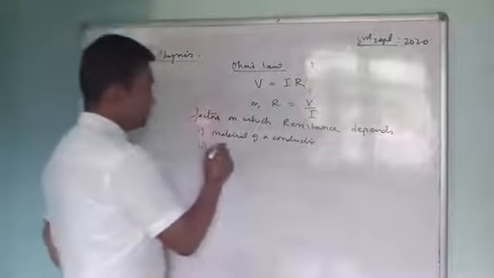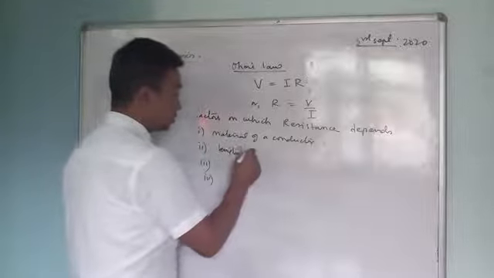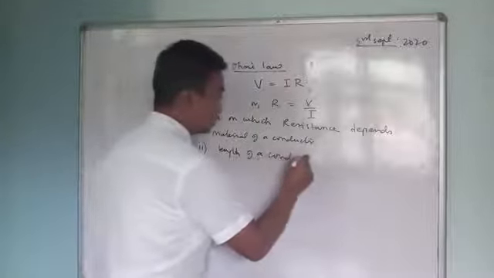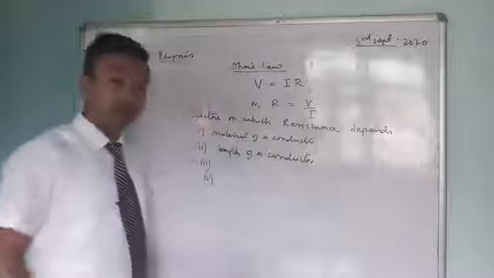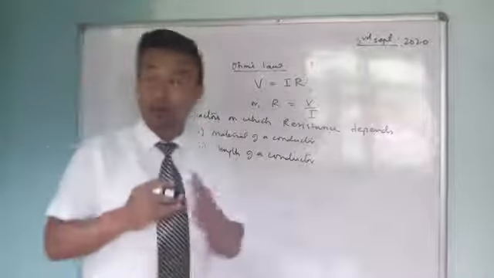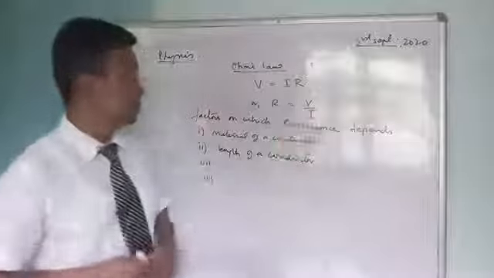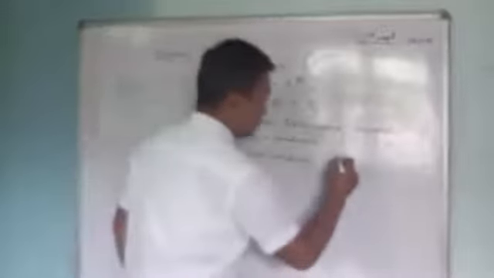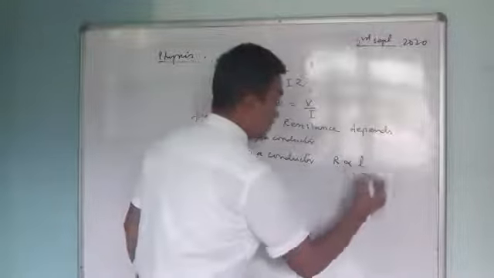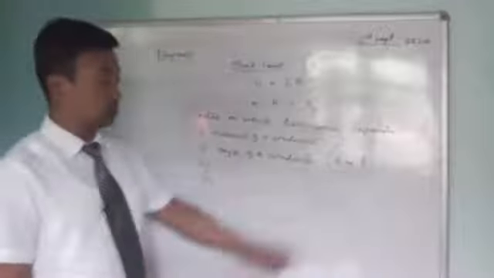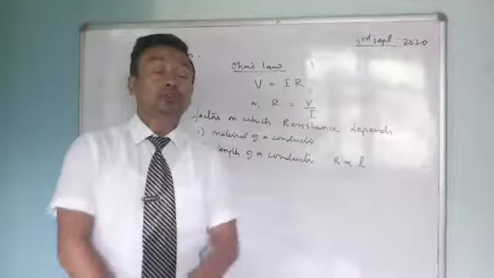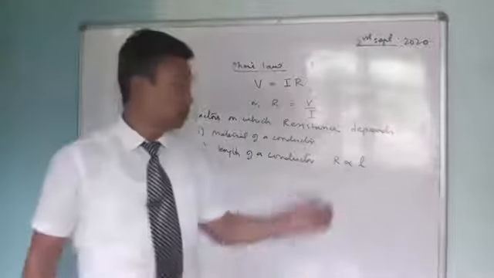The second factor is the length of a conductor. If you have a very long conductor, the length is more, and the resistance of a conductor is directly proportional to the length of the conductor. Suppose L refers to the length of the conductor. The longer the conductor, the more the resistance. The shorter the conductor, the less the resistance. So it is directly proportional.